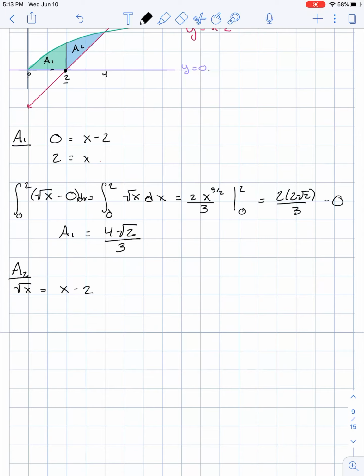And you're like, I don't know how to solve anything with a square root. Well, what if we squared both sides? I'm in the first quadrant, so I know x is always going to be positive anyway, so it's totally fine that I'm doing this. So I'm going to get that x equals, let's FOIL those out, x squared minus 4x plus 4. So if I subtract that x over, I'll get x squared minus 5x plus 4.